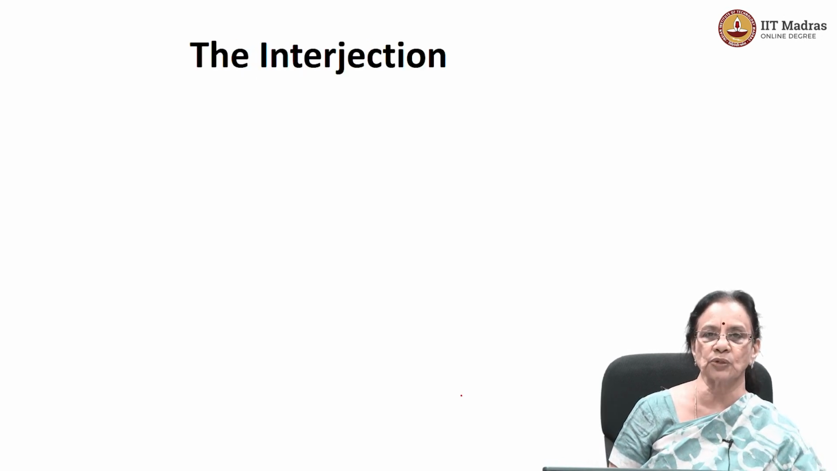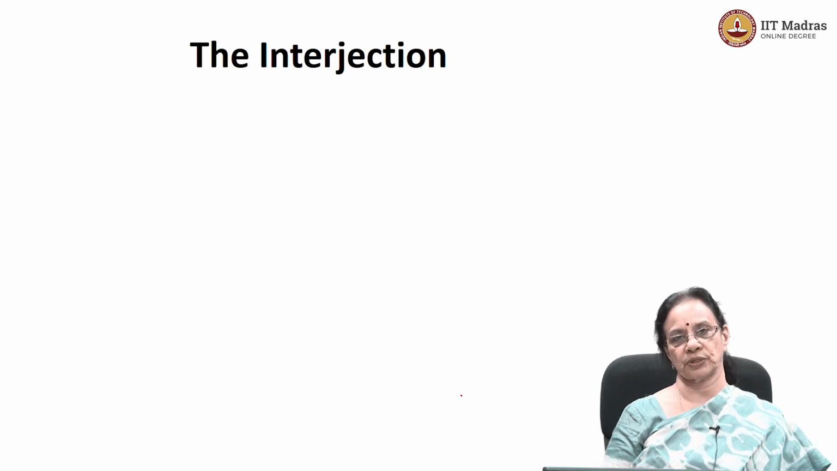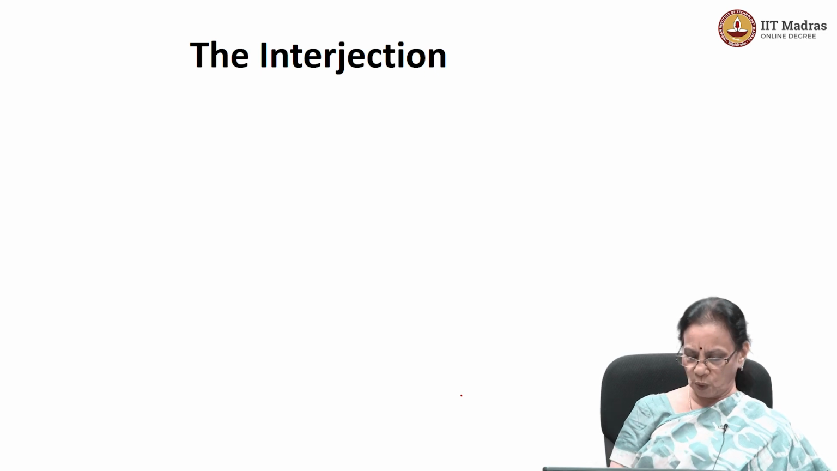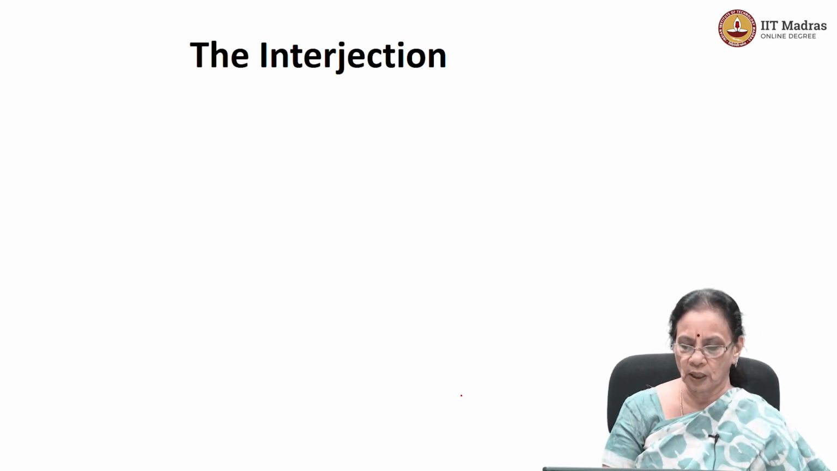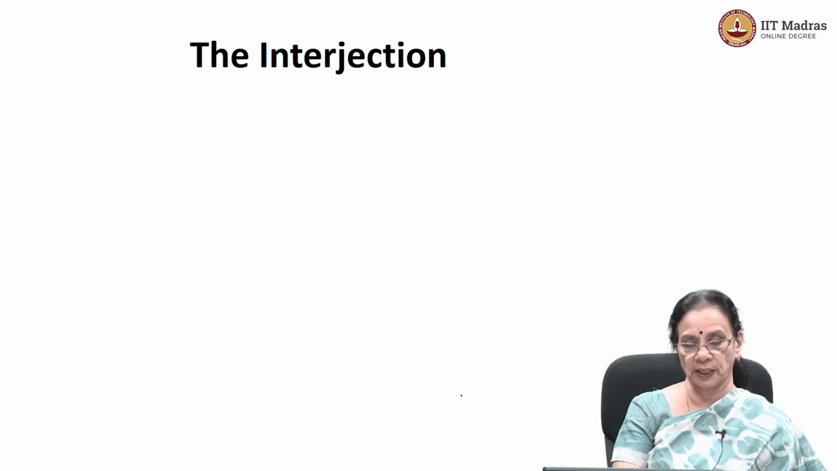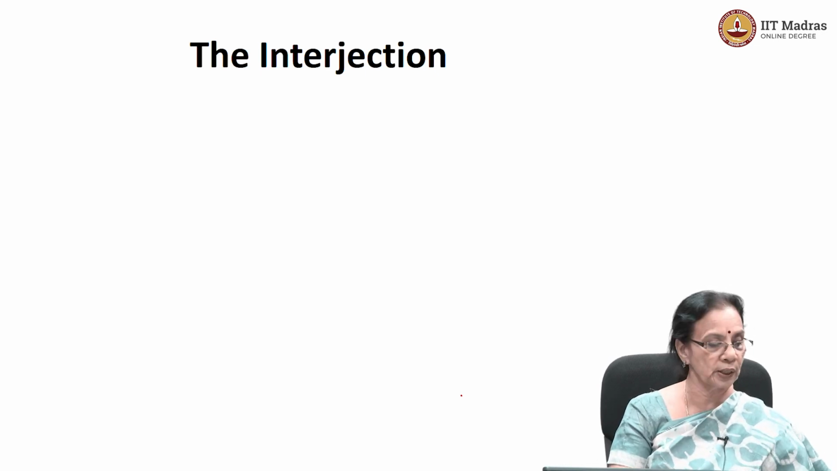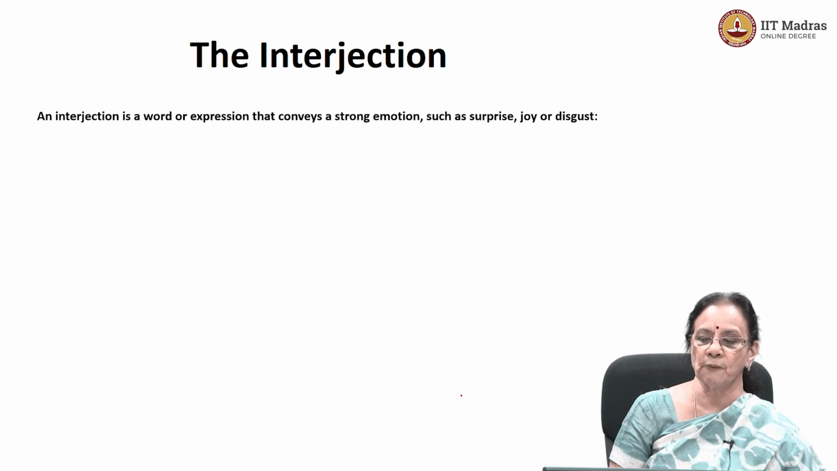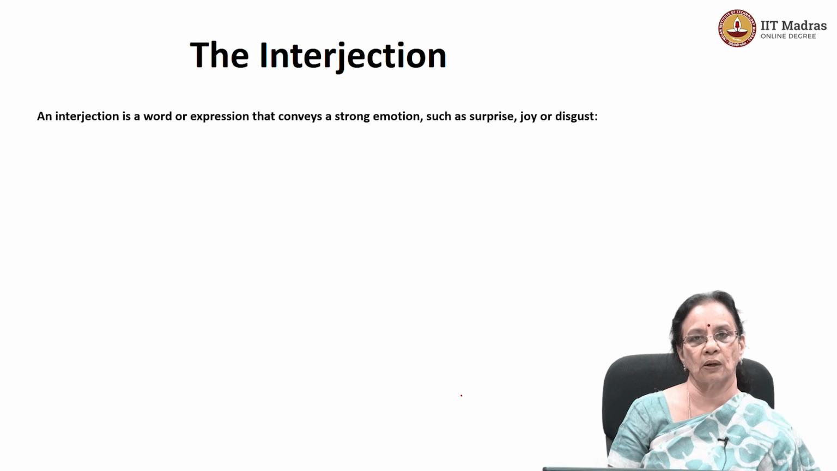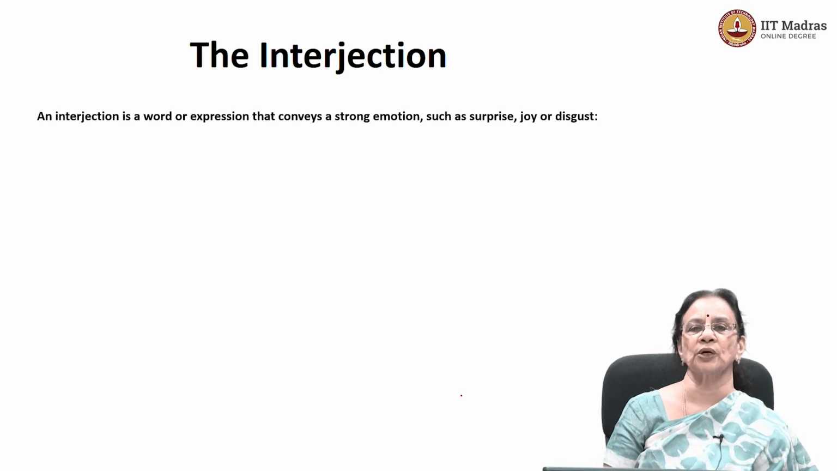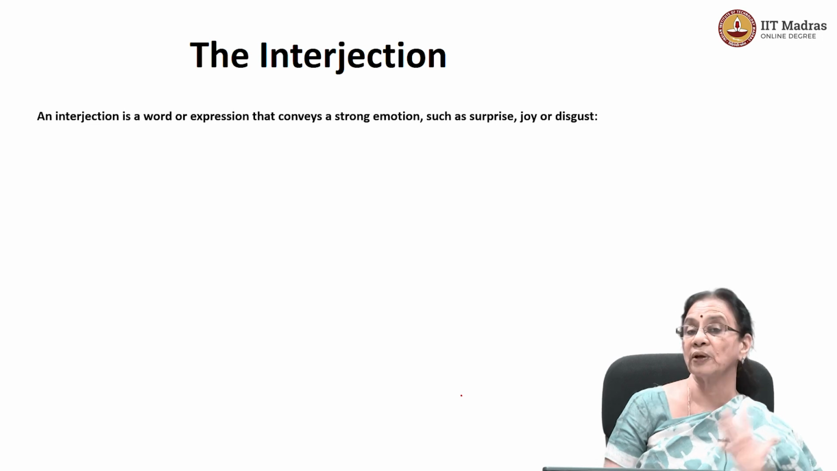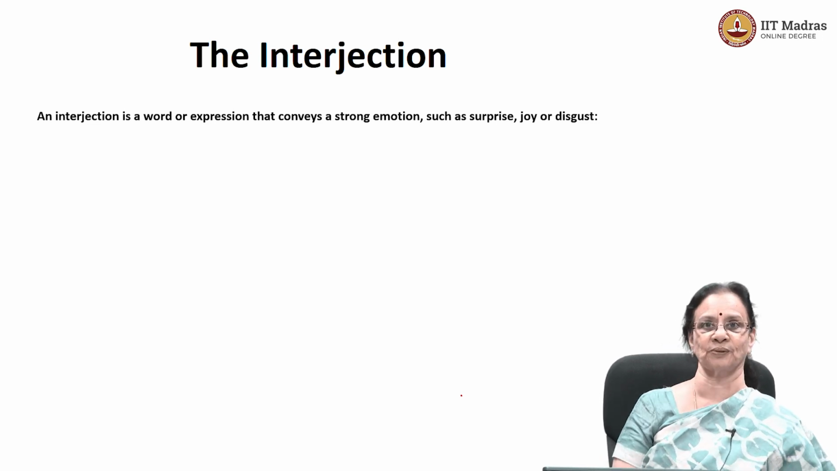Now, let us look at the interjection. Now, what is an interjection? Interjection is a word that expresses a strong emotion. It could be a surprise, or it could be a joy or a disgust. And it usually appears in dialogues and informal writing. We don't use it in our official letters. Interjections are very lively. They add a lot of color to the language.